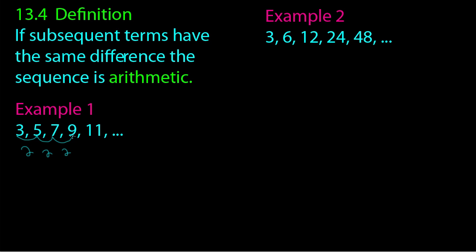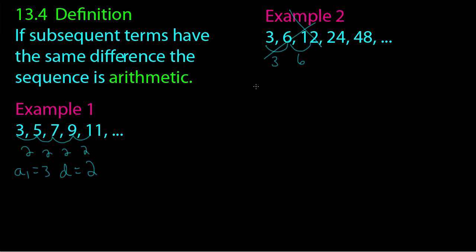to 9 is an increase of 2, and 9 to 11 is an increase of 2. So we say that this series is arithmetic. It has a first term of 3 and a common difference of 2. Example 2, the first difference is 3, but the second difference is 6, and so we immediately know that this is not an arithmetic sequence.